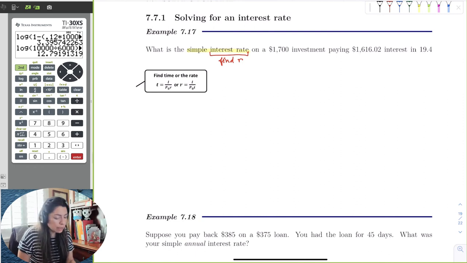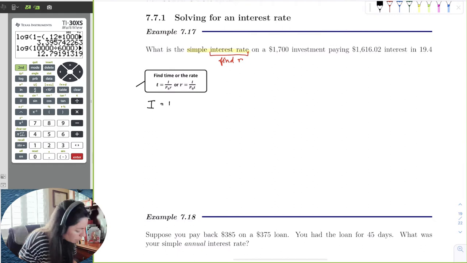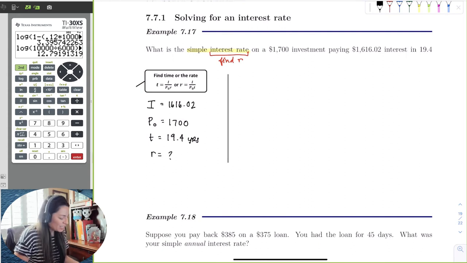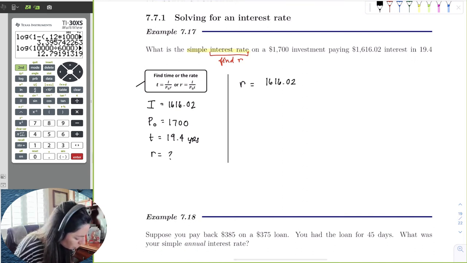But they gave us the interest amount, right? They said that I is equal to 1616.02. They said the original amount that you were investing was 1700 and the time it was in the account was 19.4 years. And then the rate, we don't know. And notice there's no log in this one. It's nice, right? So the rate, again, is an interest rate. So it should be between 0 and 100% or 0 and 1, right? We shouldn't see something like R equal to 5,000 because that's totally out there, right? So we are going to put 1616.02 all over the original amount on the investment, 1700 times the time, 19.4.